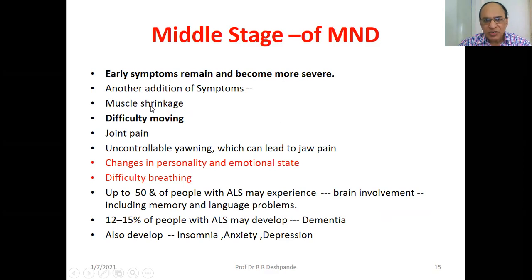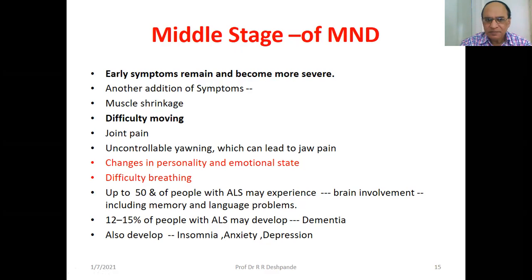Other symptoms are muscle shrinkage, difficulty moving, joint pain, uncontrollable yawning, which leads to jaw pain, changes in the personality and emotional state, difficulty in breathing. Up to 50% of the people with ALS may experience brain involvement, including memory and language problems. Loss of memory, problems in the language. 15% of the patients will develop dementia, memory loss. They can develop insomnia, loss of sleep, anxiety, tension, and also they can go into depression.